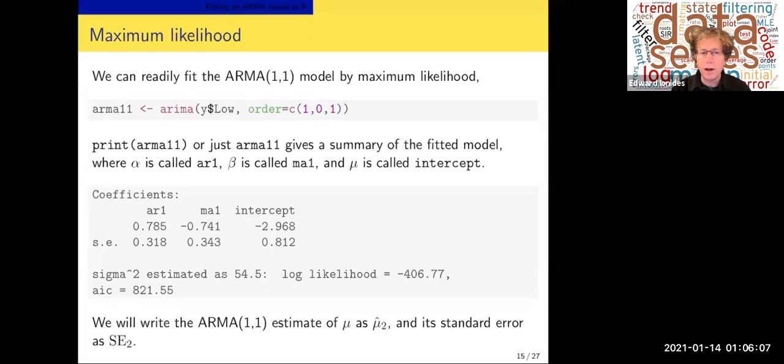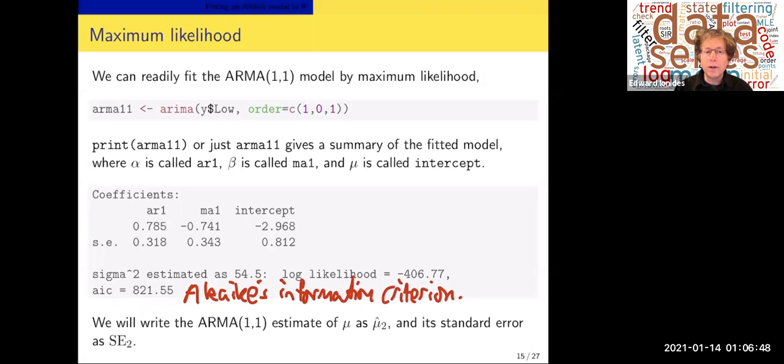And here is the summary. We see estimates, standard errors. We see an estimate of sigma squared. We see a log likelihood that's been maximized. We see AIC, which many of you will have heard of before. This is Akaike's information criterion. We're certainly going to talk more about that during the course. Okay, well, let's write the ARMA(1,1) estimate of mu as mu2 hat and its standard error as SE2, and then we can compare those with the mu1 hat and SE1 that we had for the IID model. And this will start getting us a feeling for how important dependence is in this particular model.